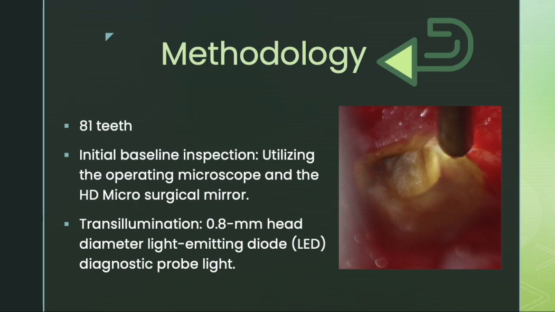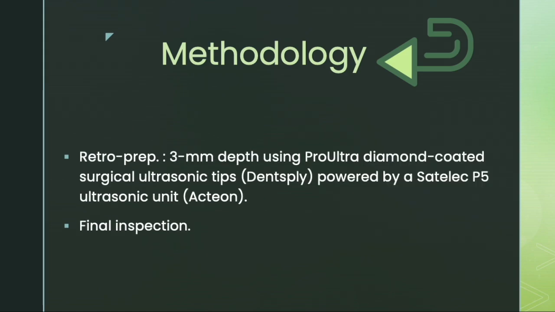They had an initial baseline inspection after the methylene blue application and the utilization of the operating microscope with the aid of the HD microsurgical mirror. What's new in this study is that they implemented the use of transillumination with a 0.8 mm head diameter light-emitting diode diagnostic probe light to maximize the detection of the dentinal defects. Then, after the retro preparation of 3 mm depth using Pro Ultra diamond-coated surgical ultrasonic tips by Dentsply, powered by a Satelec P5 ultrasonic unit by Acteon, they performed another final inspection with the same baseline inspection method.